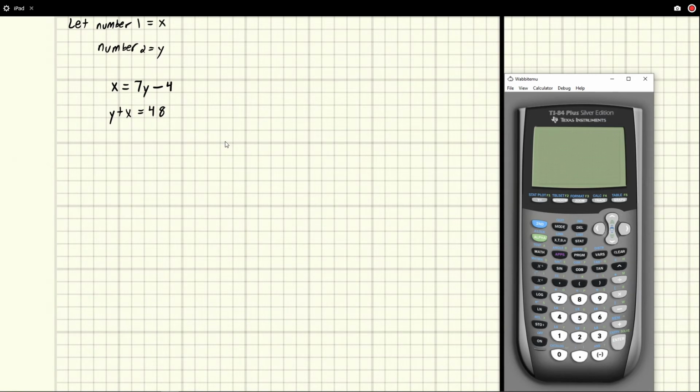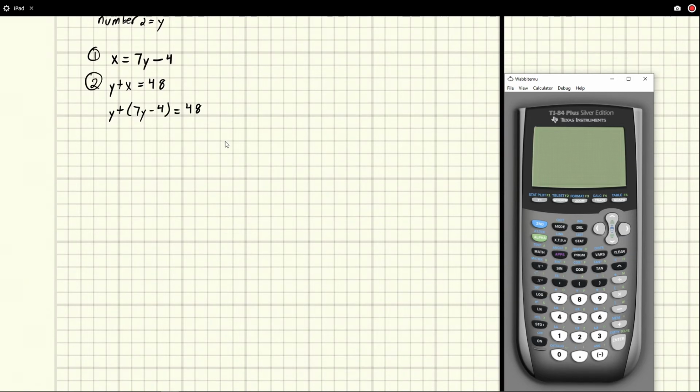So this is 7y minus 4, so we can say that y plus x, and we have x defined right here. So we can take it and plug it in as 7y minus 4. So y plus 7y minus 4 is equal to 48. And all we did was we took what we know x is, also this thing, and we just plugged it in for x here, and we get this third equation. So I'm going to label these. This is equation 1, this is equation 2.